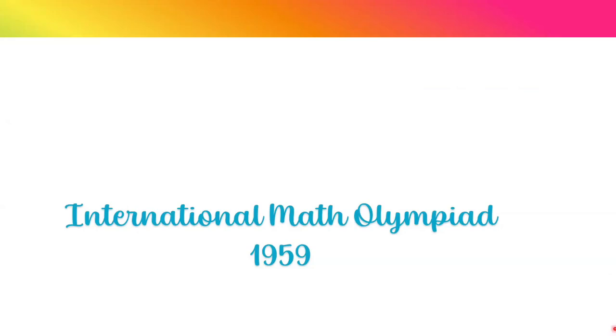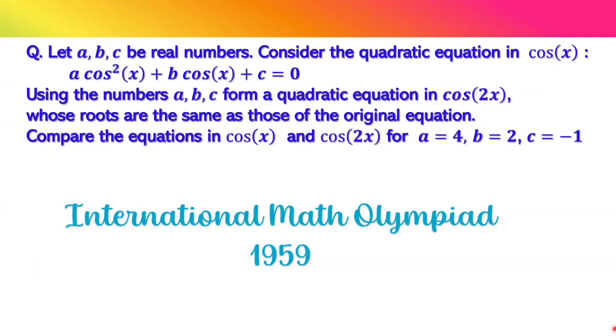Welcome to my lecture. Today we are going to discuss one problem from the National Olympiad of India, 1959. The problem says that for real numbers A, B, C, we have a quadratic equation, A cosine square x plus B cosine x plus C is equal to 0. Now the task is here.